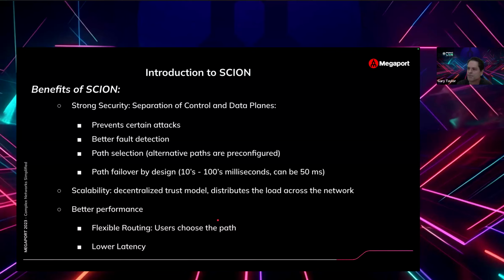What SCION does, it gives you that level of control at an endpoint, so you can actually choose which region your traffic can enter, or rather, you can say, do not traverse these countries, only traverse the following countries. It's decentralized, so a decentralized trust model. It spreads the load across the network. So essentially, it's got much better performance. It's got flexible routing. Users choose a path. And because of that, it's got much lower latency as well.